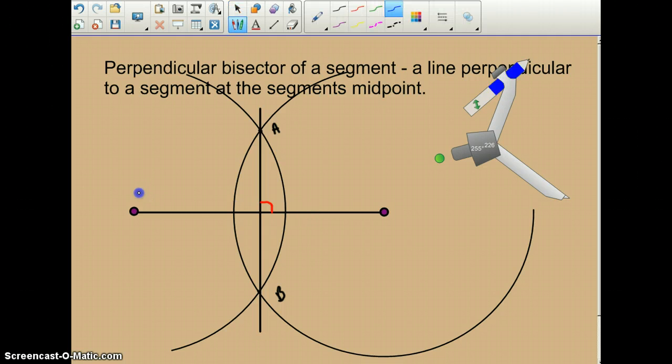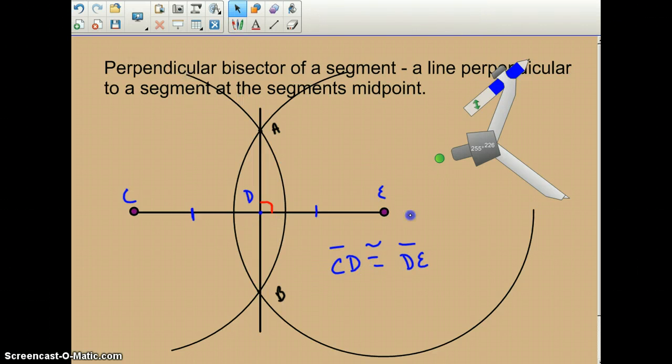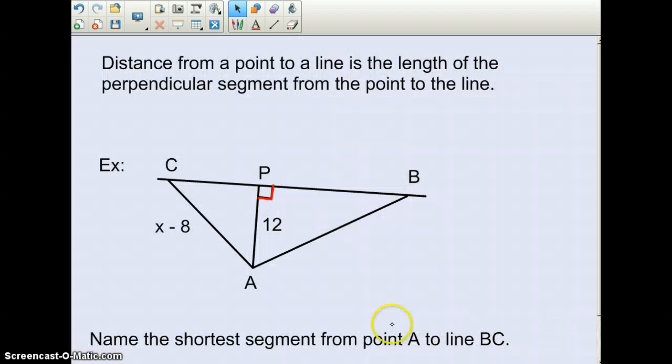And what that means is this segment here, let's call this C, let's call the intersection point here D, and let's call this E. Well, we could say that CD is congruent to segment DE. So that would be true given the perpendicular bisector. And I think we've looked at that before in the past.